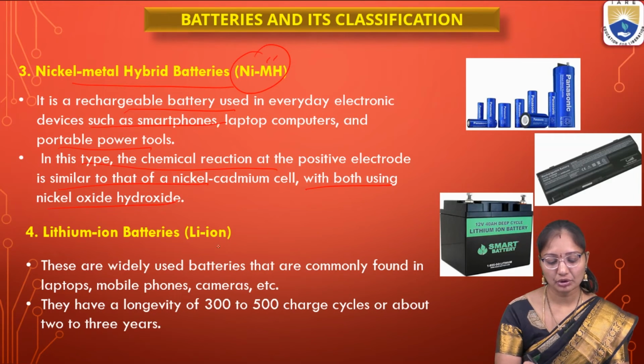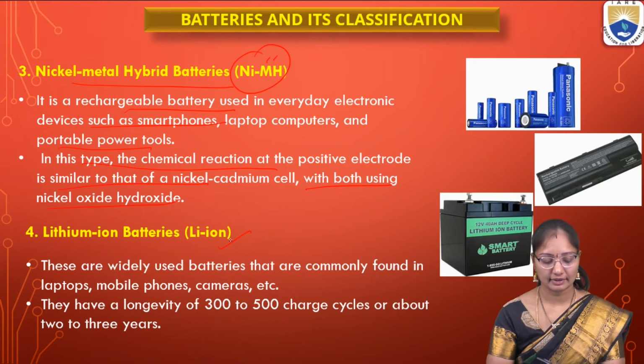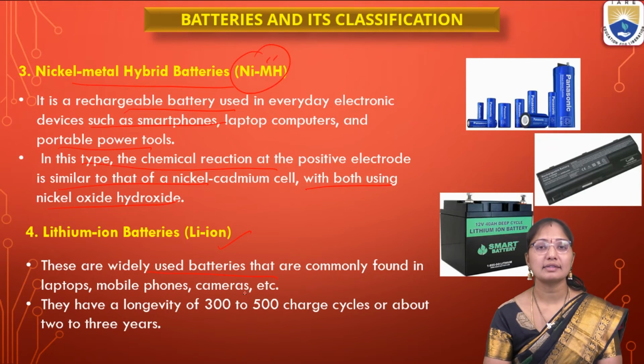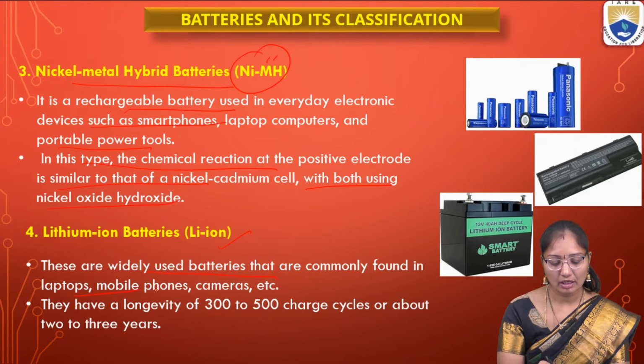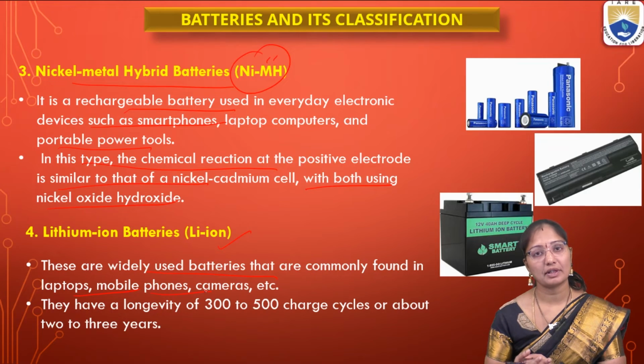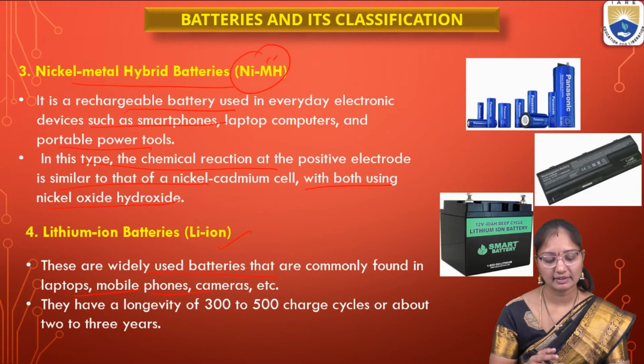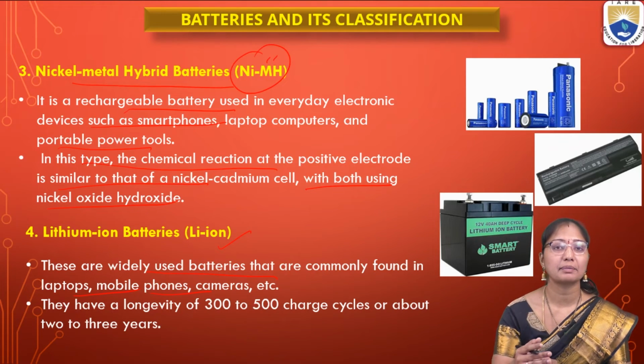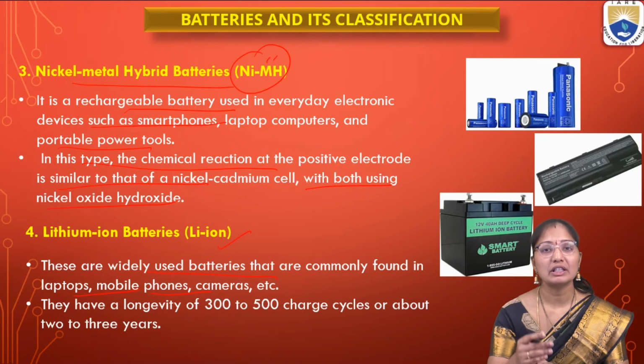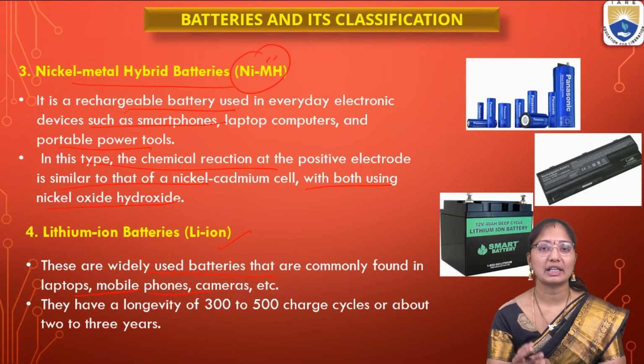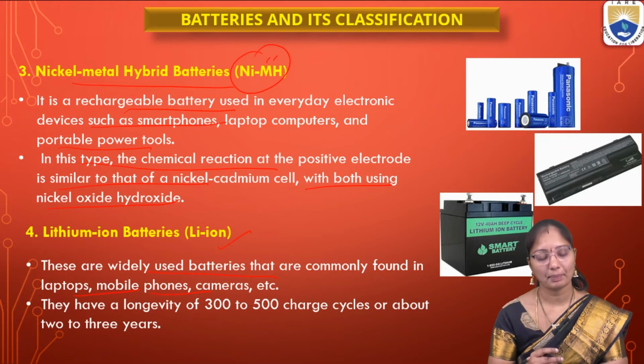The fourth one is the lithium ion batteries. These are widely used batteries that are commonly found in mobiles, laptops and cameras. These lithium ion batteries or nickel metal hydride batteries are both used to power mobile phones or laptops. We will use both types of batteries.